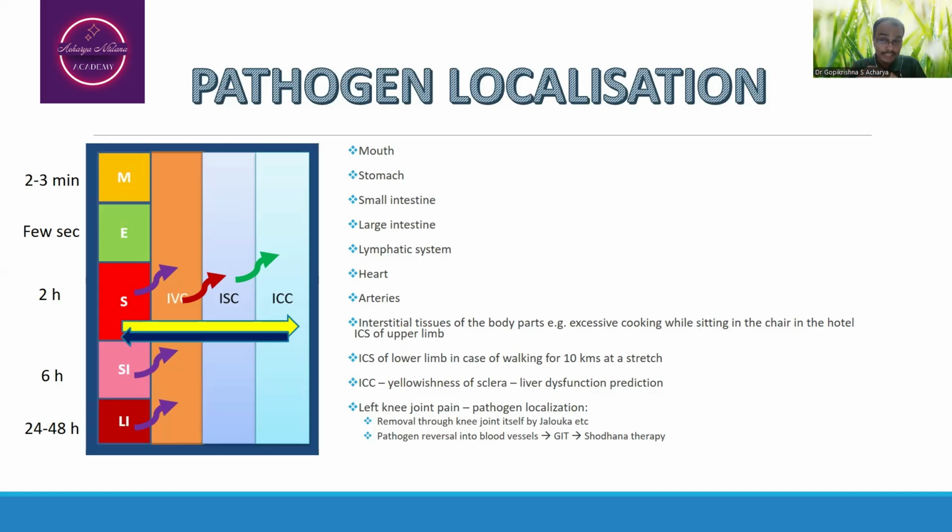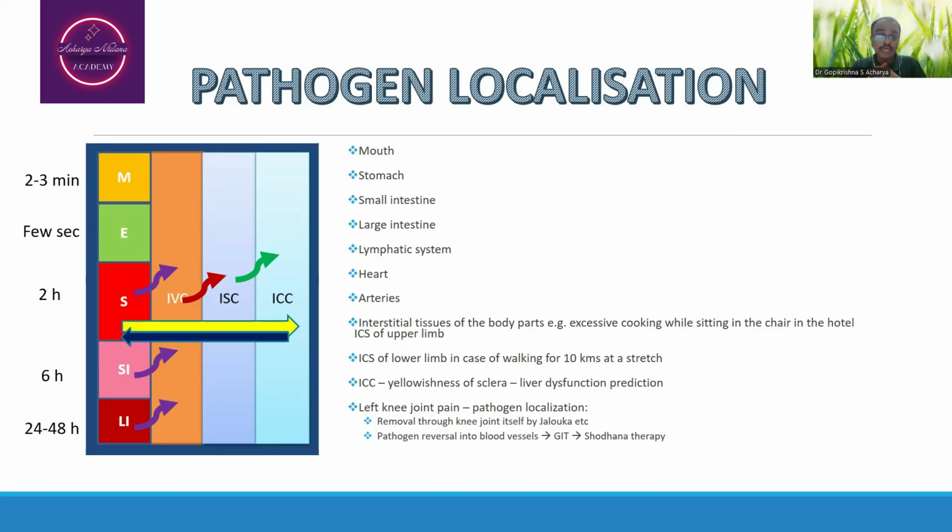So if it is widespread in the affliction, that has to be transported into the intestinal compartment, then brought into the intravascular compartment, then brought into the alimentary canal, and then eliminated through Vamana, Virechana or Basti. In that way, the localization of the pathogens will be helpful in planning the line of treatment, planning the management as such.